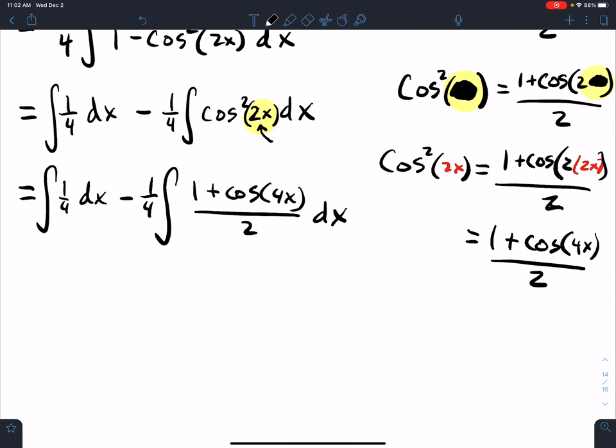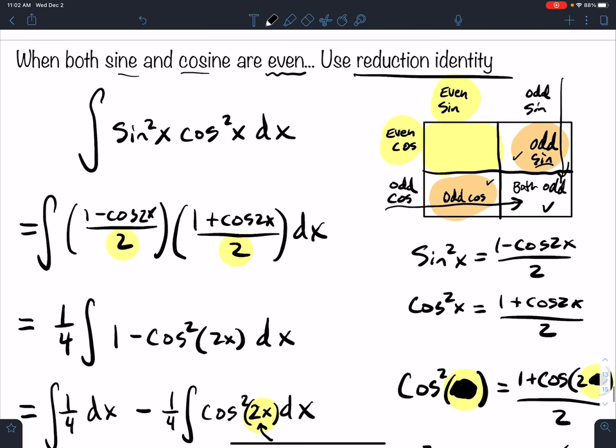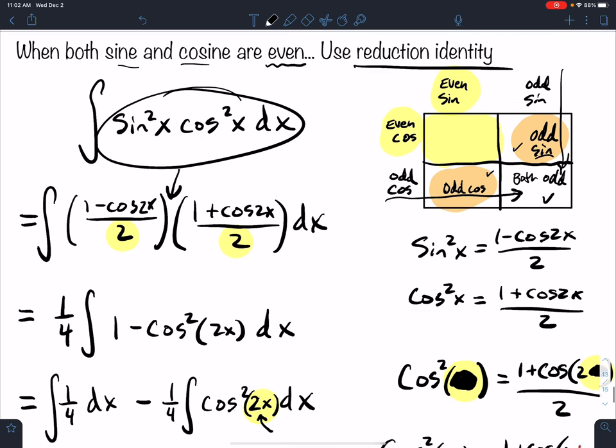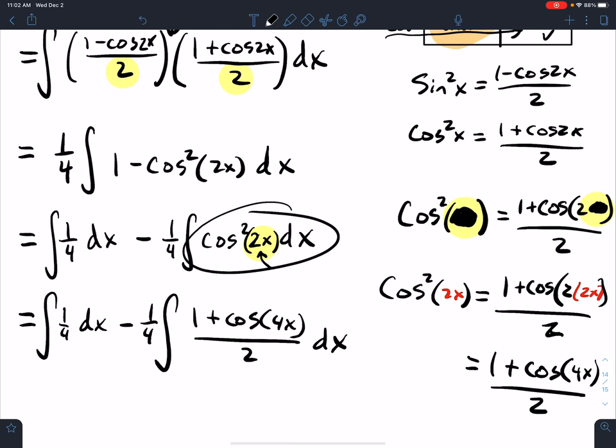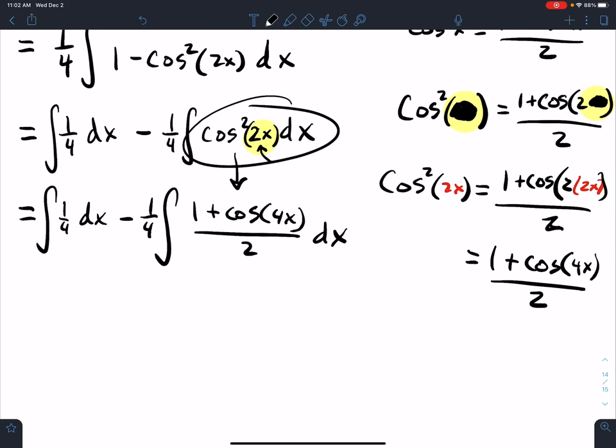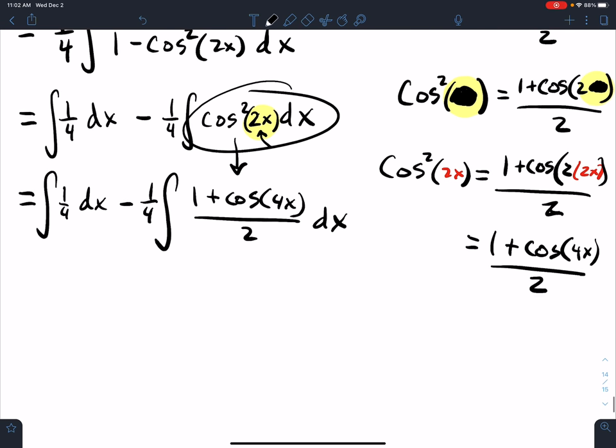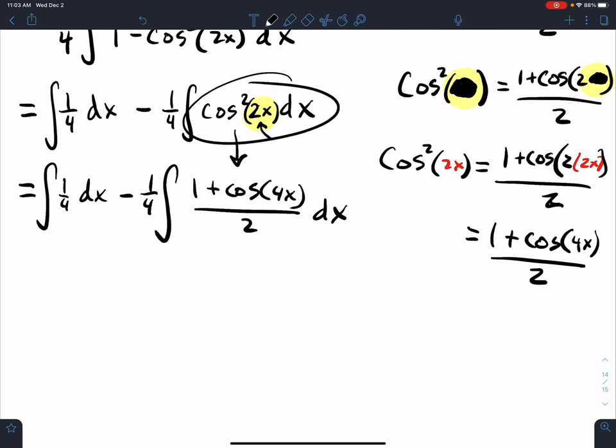Now, what do you notice here? You used a reduction identity here to get to this place right here. And you had to use another reduction identity because you had an even power of sine or cosine to get to here. So we're using 2 reduction identities in one problem. Okay, so make sure you know how to do this type of problem.